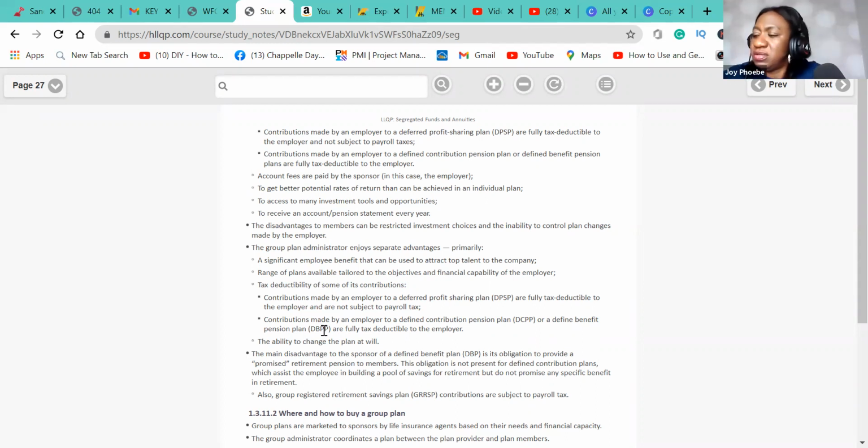Contributions made by an employer to a defined contribution pension plan or a defined benefit pension plan are fully tax deductible to the employer. And also there is the ability to change the plan at will.